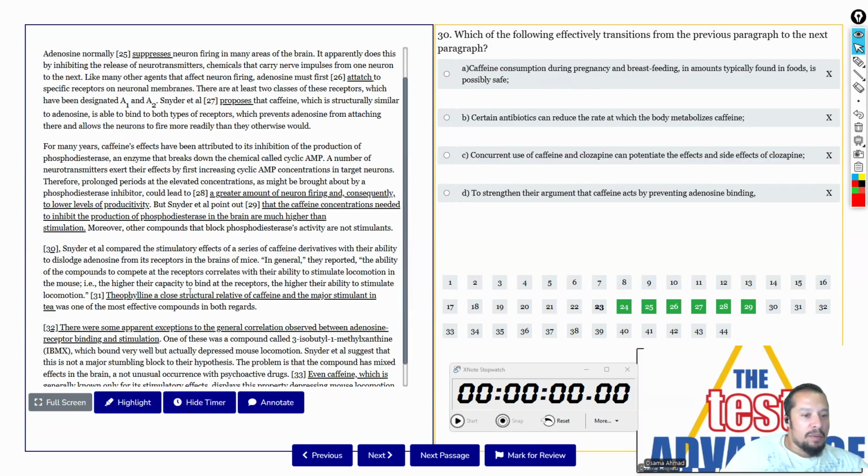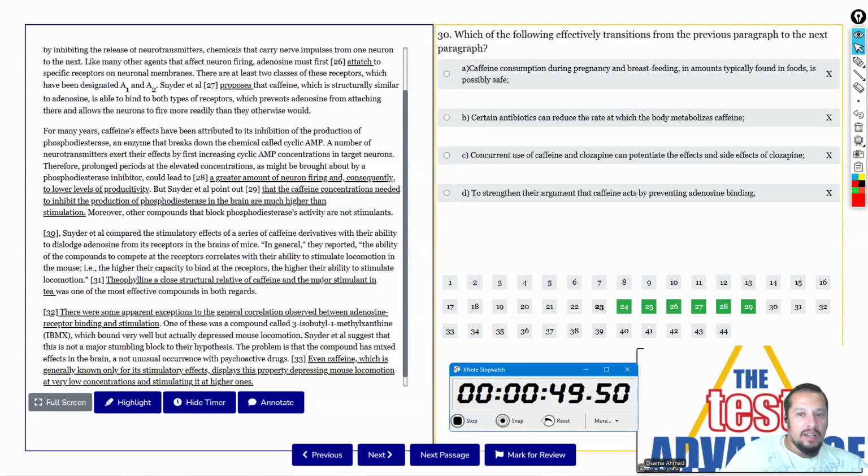Let's go to question number 30. All right. Transition from the previous to the next.